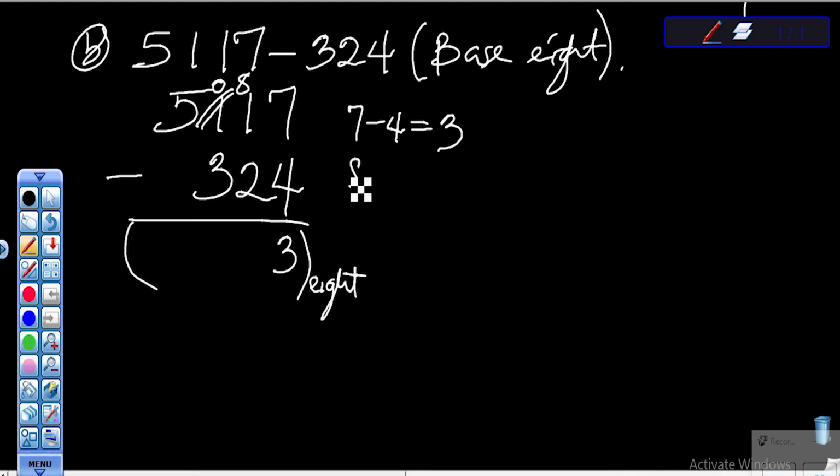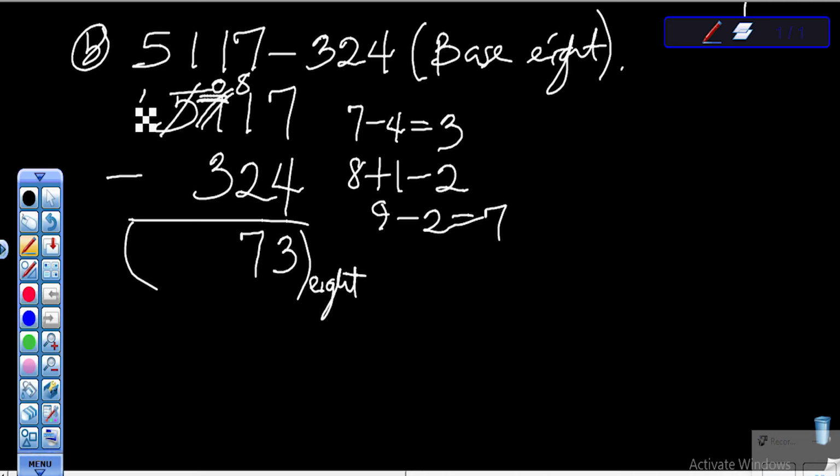So 8 plus 1 minus 2. That's 9 minus 2, which will give me 7. What is left here? We are left with 0 here. So you have to borrow another one from here, which is 4. This will be left with 4.